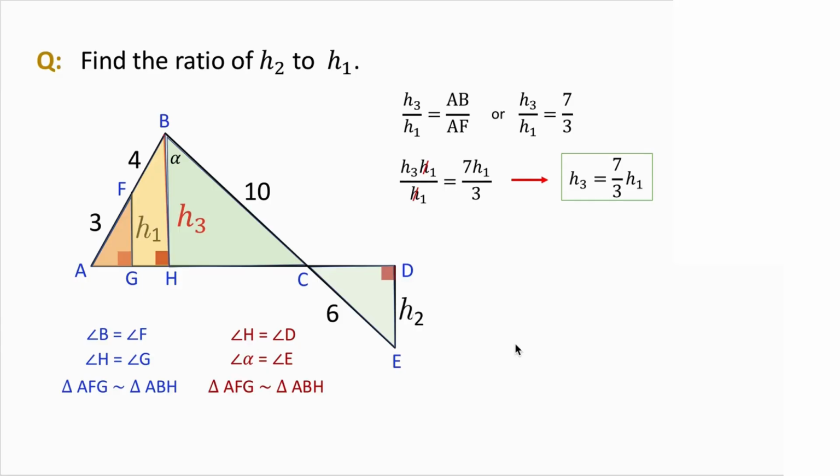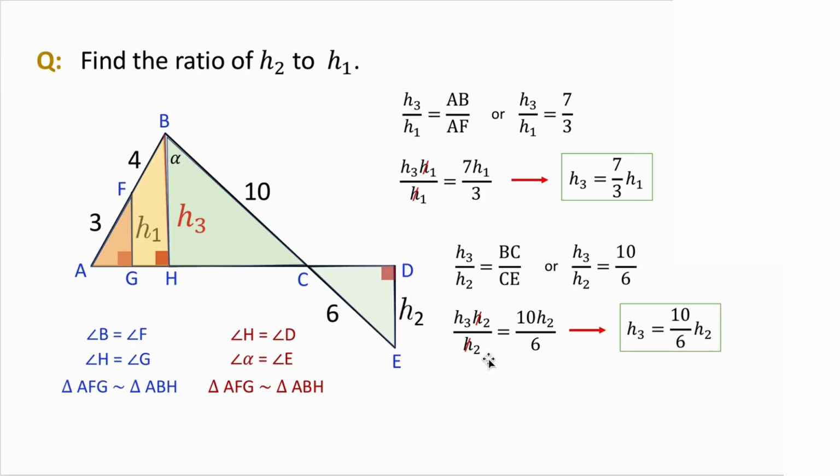Therefore, the ratio of H3 to H2 is equal to the ratio of hypotenuse, BC to CE. If we substitute BC and CE values in this equation and multiply both sides by H2 like this and cancel out H2 from numerator and denominator at left side, we get H3 as 10/6 times H2. So now we have two equations for H3. That's why the right side of these two is equal.